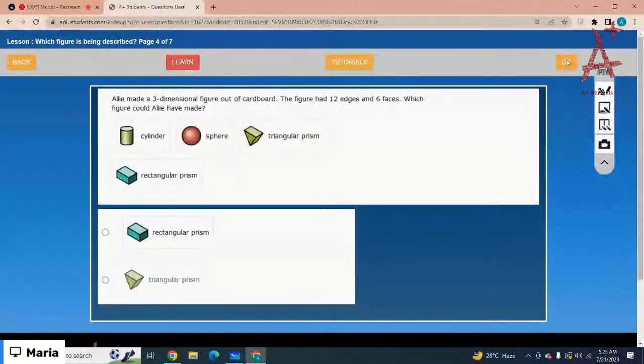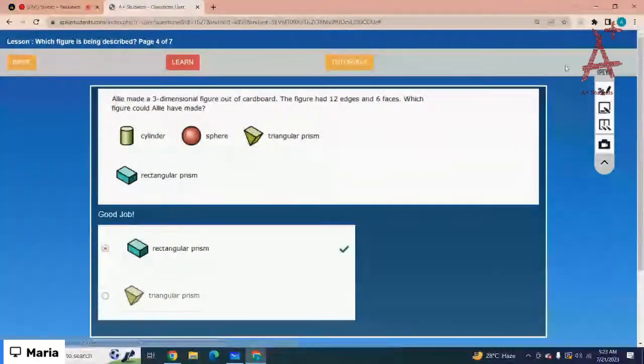Ellie made a three-dimensional figure out of cardboard. The figure had 12 edges and six faces. Which figure could Ellie have made? So which is the correct option? The correct option is rectangular prism. Only a rectangular prism has six faces and 12 edges.